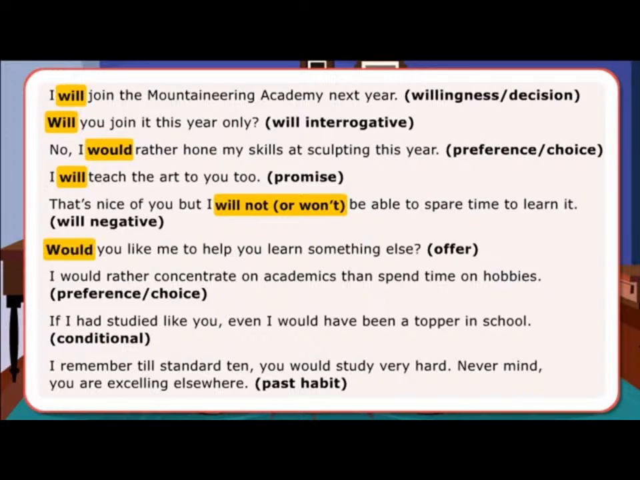Would you like me to help you learn something else? I would rather concentrate on academics than spend time on hobbies. If I had studied like you, even I would have been a topper in school. I remember till standard 10, you would study very hard. Never mind, you are excelling elsewhere.